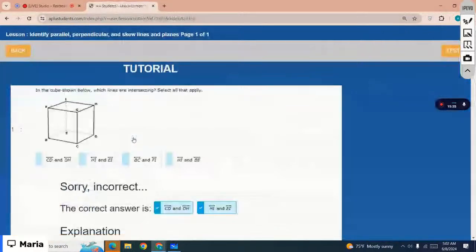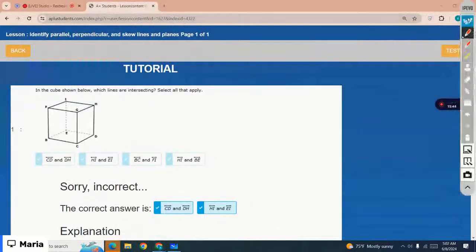In the cube shown below, which lines are intersecting? Select all that apply. Okay, so let's see which lines are intersecting, right? CD and DH. Here is CD and DH. Yes, they are intersecting, right? Here is the point where they meet, that is an intersecting line. Now HI and EI. Here is HI and here is EI. Yes, they are intersecting lines.